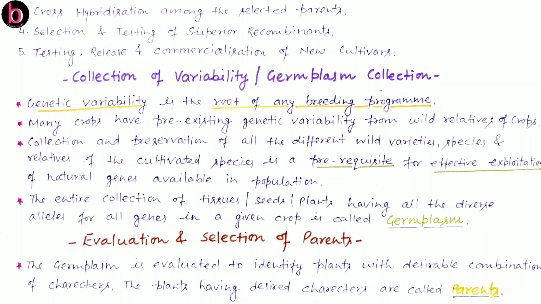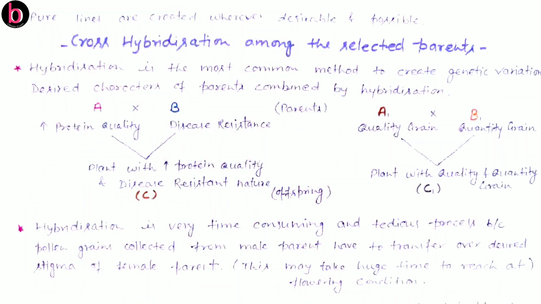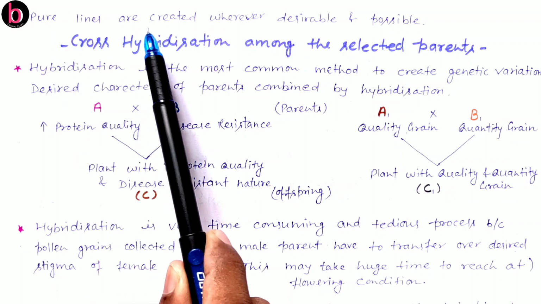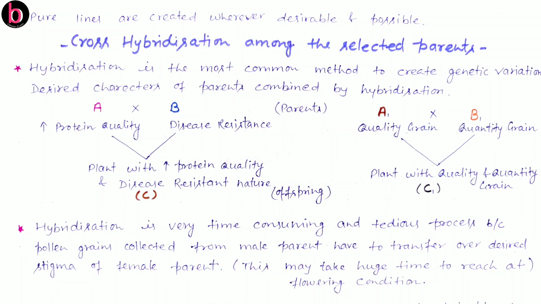The second step is evaluation and selection of parents. After collecting germplasm, we have to evaluate and identify plants with the desirable combination of characters, the characters needed for future growth. The plants having desirable characters are called parents, which we use for the next generation. During evaluation and selection of parents, we can also create pure lines whenever desirable and possible.